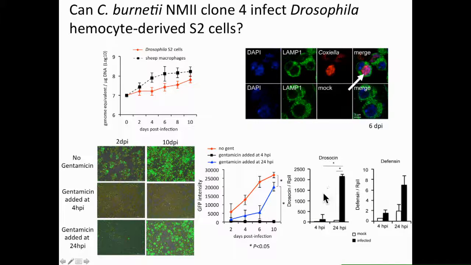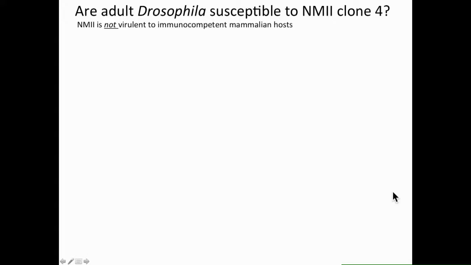Then looking at some antimicrobial peptide inductions, because it's a gram-negative bacteria, you can see induction of drosocin very rapidly by 24 hours post-infection, and less induction, not significant induction of defensin, a typical Toll readout.